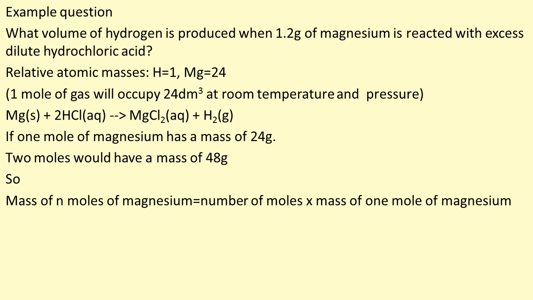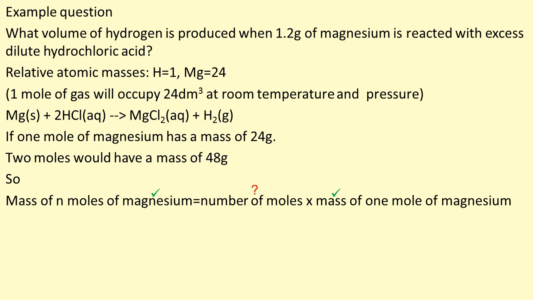So from this equation we can see what we know and what we don't know. The question states the mass of a certain number of moles of magnesium. It also states here the mass of 1 mole of magnesium. So we know the mass of n moles of magnesium and the mass of 1 mole of magnesium. What we don't know is the number of moles.